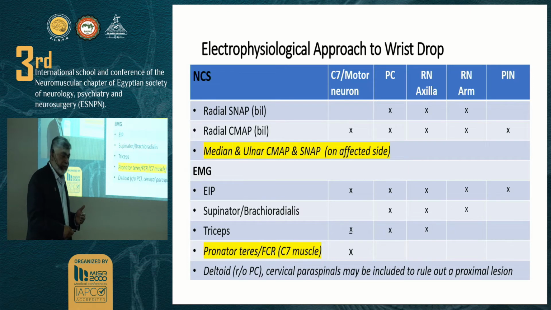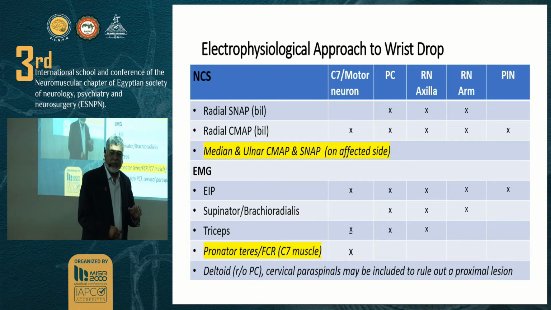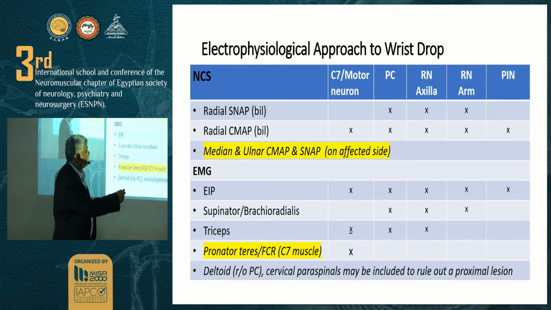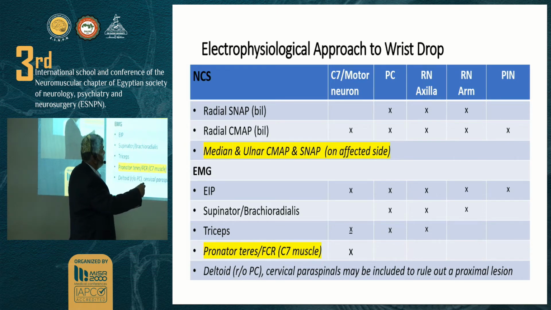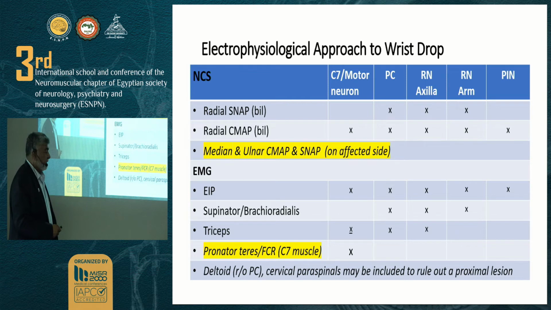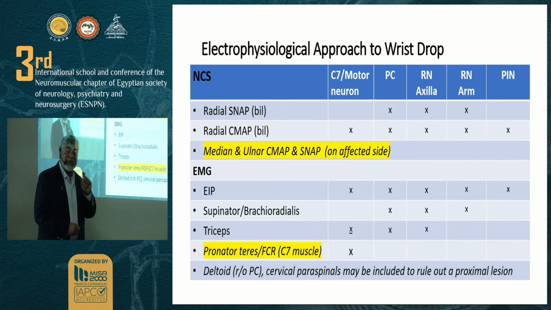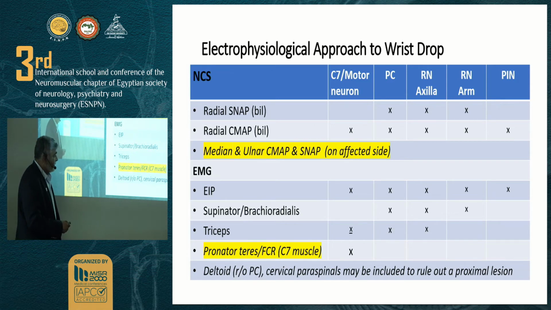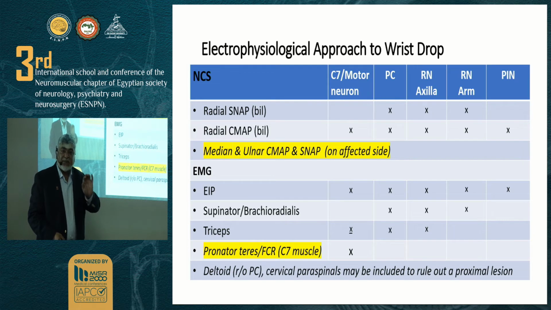In C7, the triceps can be affected because it's got somewhere C7. So it's not 100% discerning, but typically it's spared. So it will localize from nerve roots. So if you start from spinal cord, posterior cord, axilla, arm, and PIN, you can have a scheme where you check different muscles. So just to make sure it's a radial neuropathy, we always check a C7 muscle, either pronator teres or flexor carpi radialis, to make sure the C7 myotome is intact.